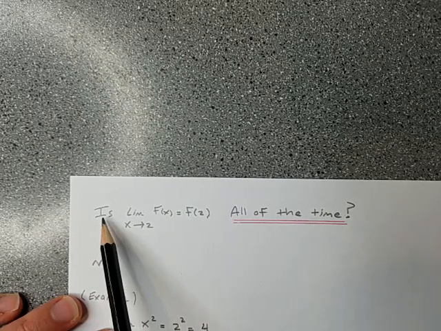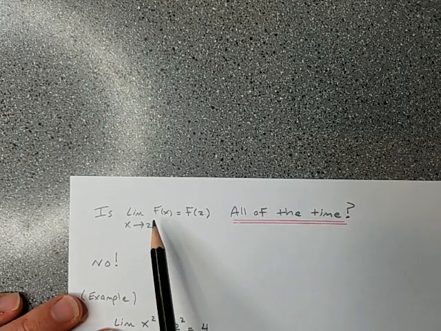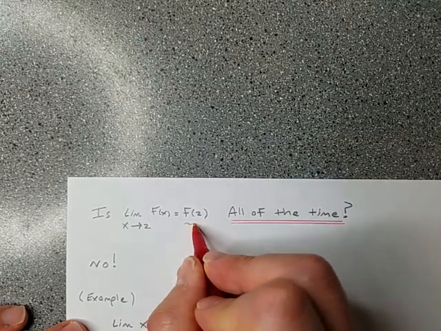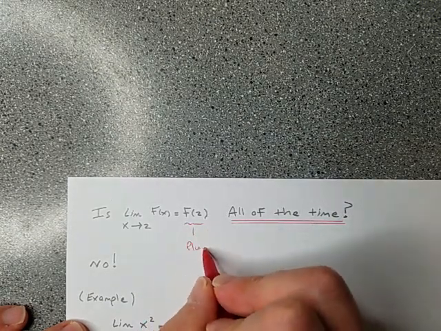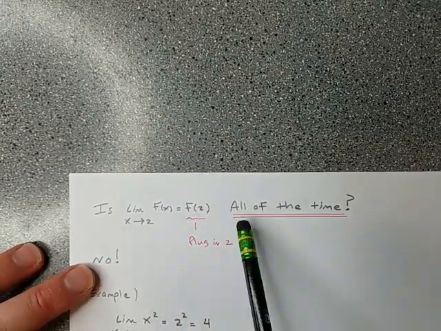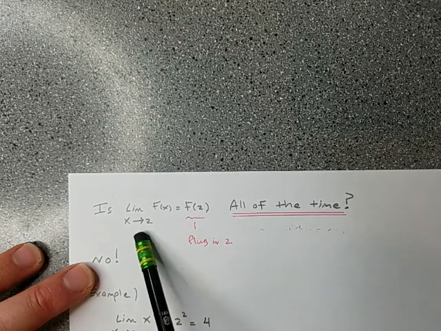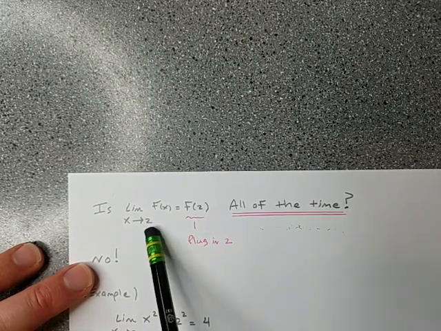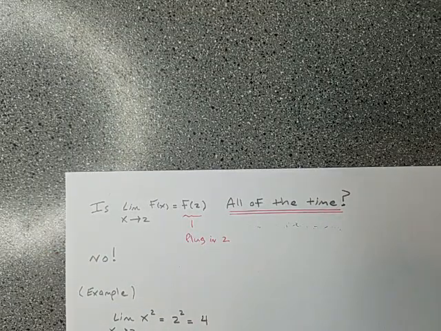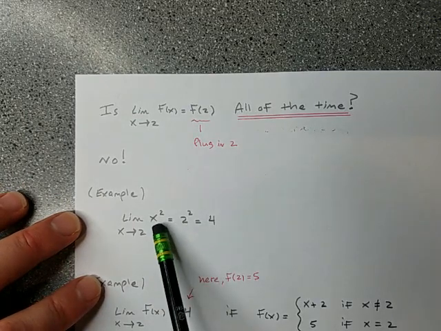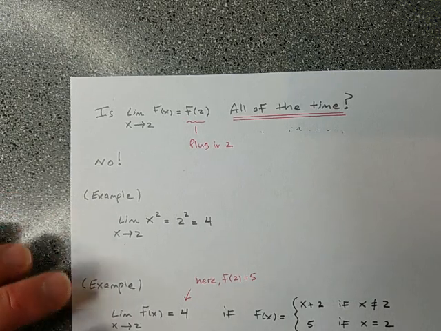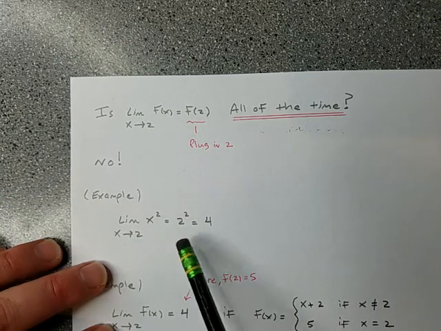So here it says, is the limit as x goes to 2 for some function f of x equal to f of 2? And when I say f of 2, I'm just saying you take that function and you plug in the 2, all right? Can you always do limits by plugging in the number that x is approaching? And the answer is no, you can't always do it like that, okay? Say for this one, the limit as x goes to 2 of x squared, yeah, you can plug in the 2 for that. If you plug in 2, you get 4.